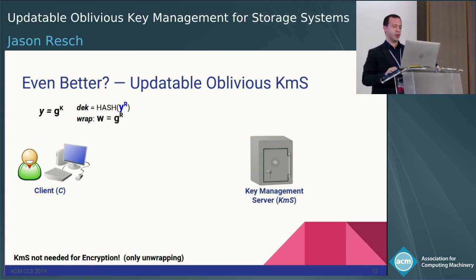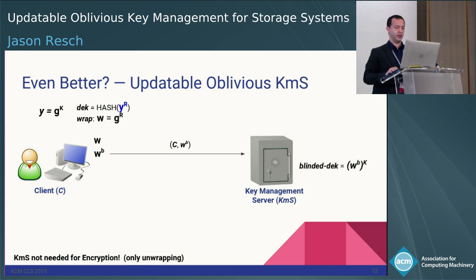So let's see how unwrapping works. The client starts with a wrap W. The client again blinds it with B, sends it to the KMS, and again, the KMS will exponentiate it if the client's authorized. This goes back to the client, gets unblinded, and now the client has W to the power K. Now for the client to get the DEC, all it has to do is hash W to the K.